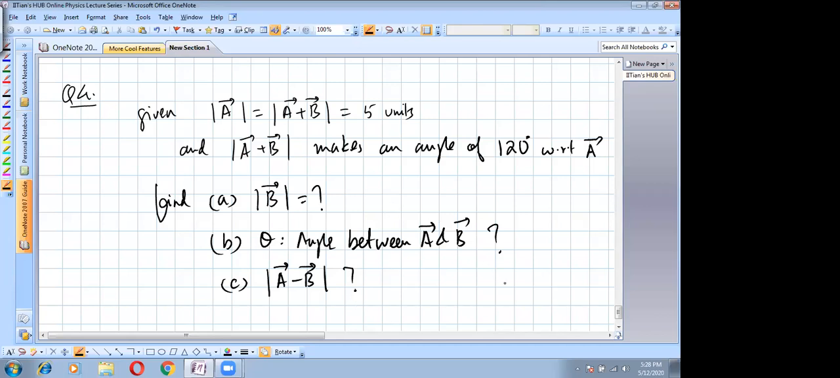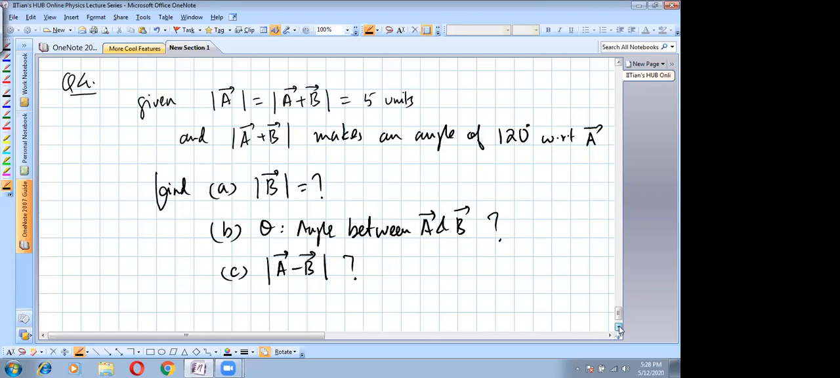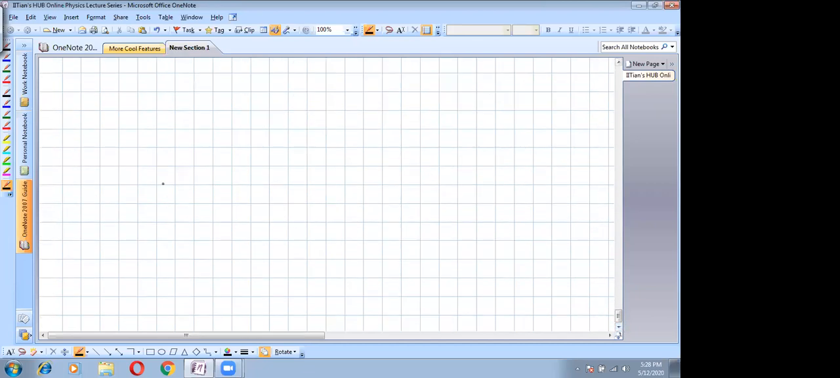Okay, so let me help you out with the triangle or the parallelogram method. Yes, Shristi, you're correct. So we go by the geometrical method.